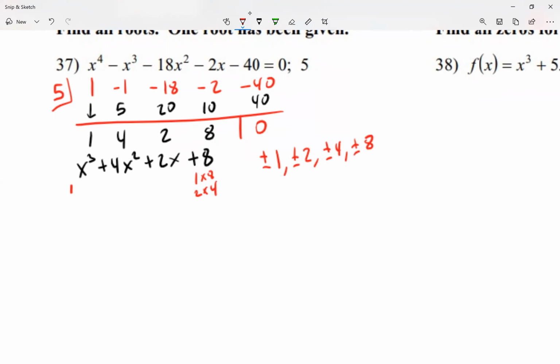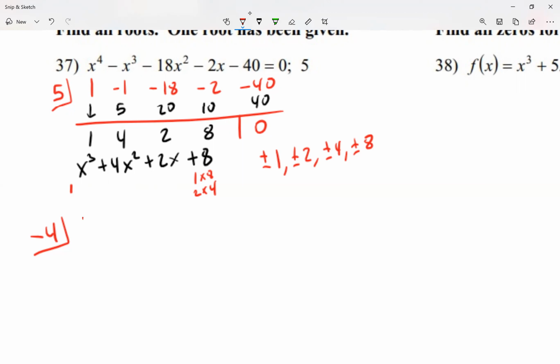Don't want to waste our time trying and getting them wrong. I'm going to try negative 4. You guys might be like, why negative 4? Because I know the answer. That's why I'm trying negative 4. If I try positive or negative 1, positive or negative 2, positive or negative 8, trust me, it's not going to work. Your remainder is not 0. Now, you don't know the answer, so you will have to try a few. Like I said, I'm going to try negative 4.